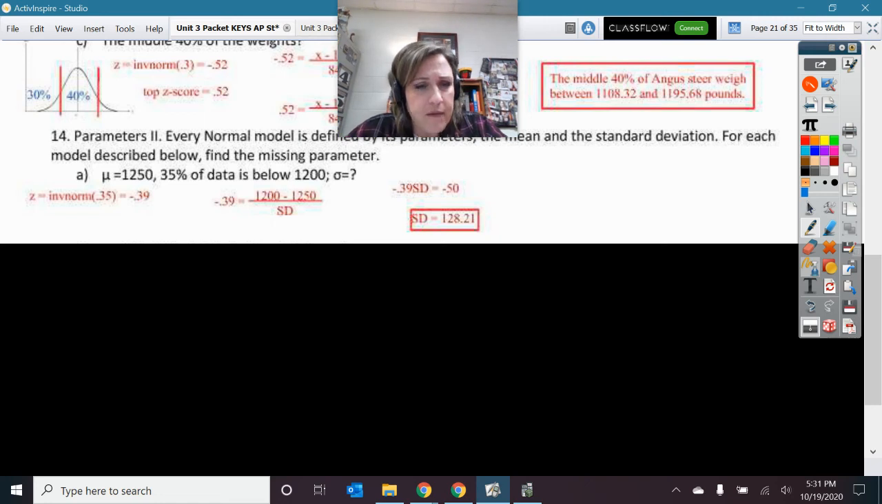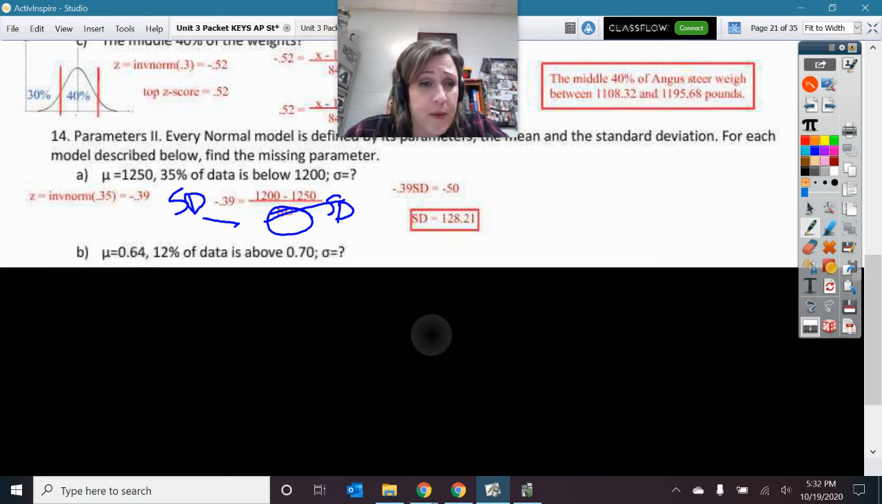So look here at what I have. There's my z-score, my X minus the mean, and this standard deviation I don't know. I'm going to multiply by the standard deviation to get that variable off the bottom. So I'm going to multiply the left by the variable standard deviation. So look, I have negative 0.39 SD equals, and then I did 1200 minus 1250, which is negative 50. Then you're going to divide by the negative 0.39. So make sure you can do that algebra.